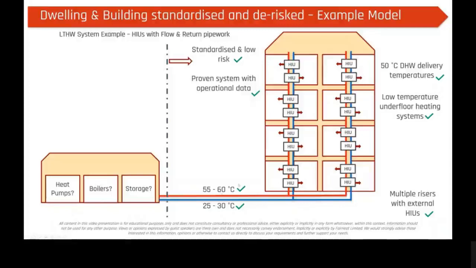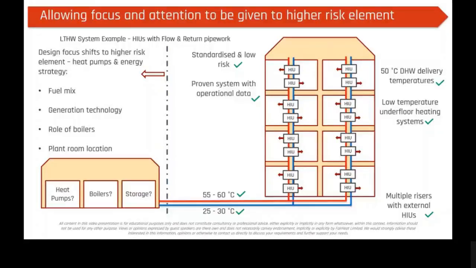And we can make a lot of decisions that basically allow us to say, okay, we know we can get a 55 to 60 degree heat network to serve this, and we can use a standard, proven system with operational data at a dwelling and a building level. And now we can focus on what's our fuel mix, what's our generation mix, what's the role of boilers, where are we going to locate this plant room. But my dwellings and my buildings are actually fairly standardized and de-risked for a low temperature heat network model.